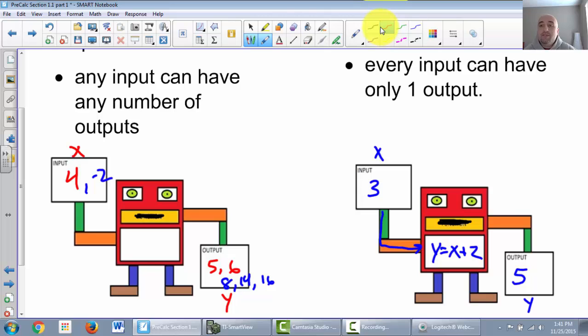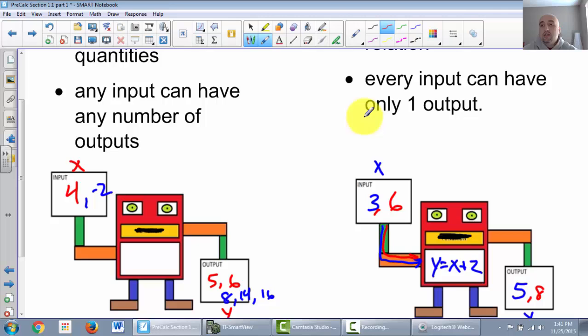All right, now, what happens if I throw in 6? 6 goes in my machine. 6 plus 2 is 8. Is there any other answer for this function, that if I throw in a 6, I'll get something else than 6 plus 2 equaling 8? I don't think so. I think that's the only answer. So that is the definition of function. Every input can have only one output.